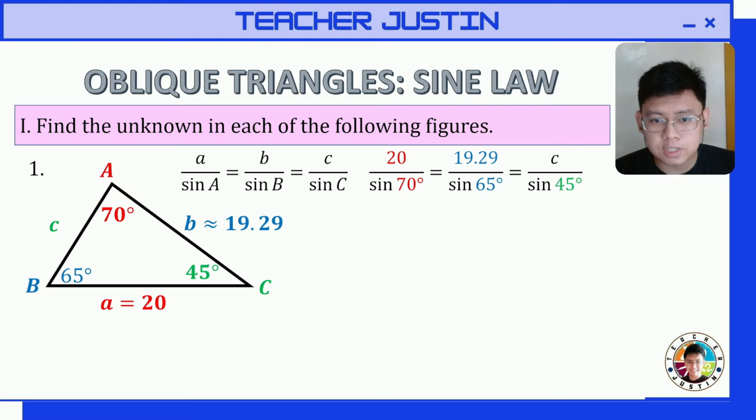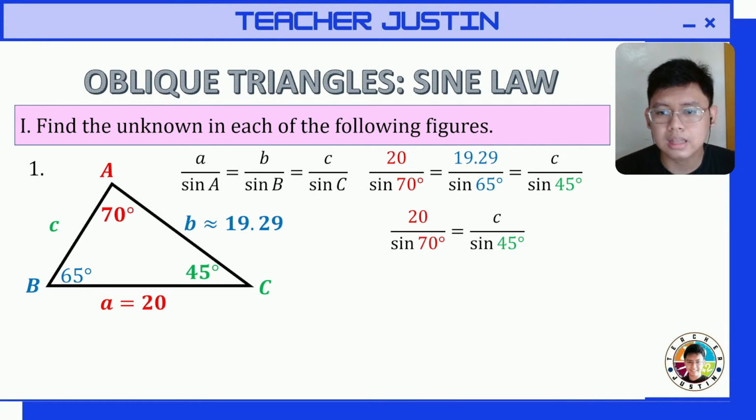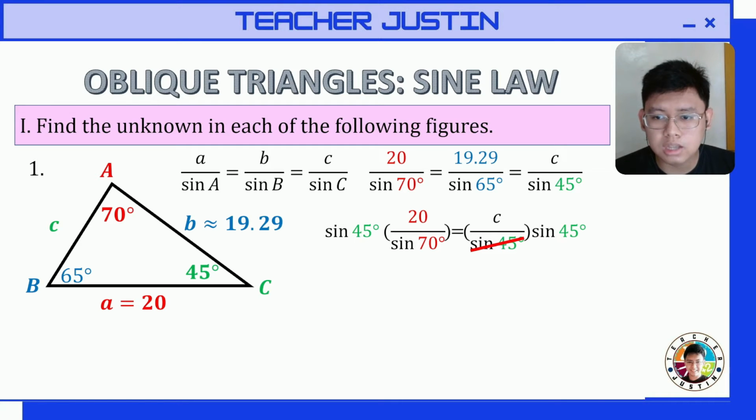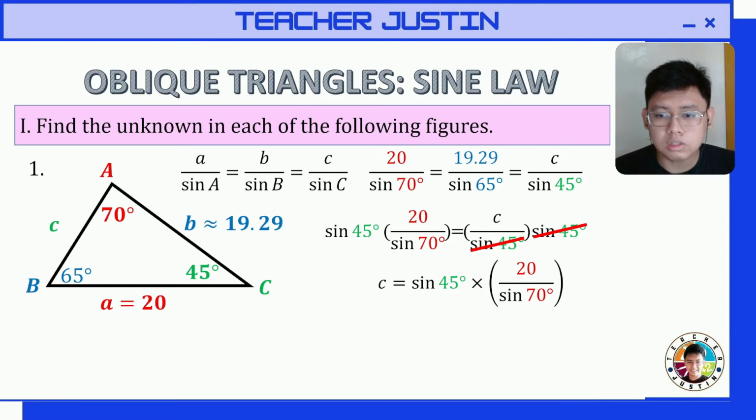Okay, let's solve for the side C. So, side C naman, ang gagawin natin, same procedure. Yung complete fraction natin na 20 over sine 70, equate natin kay C over sine 45 degrees. Tapos, let's multiply both sides by sine 45 to isolate the variable C, and we will have the equation C is equal to sine 45 degrees times 20 over sine 70 degrees. Tapos, gamit ulit tayo ng scientific calculator to get the value of C, which is approximately equal to 15.05 units. And that's it. Ta-da!